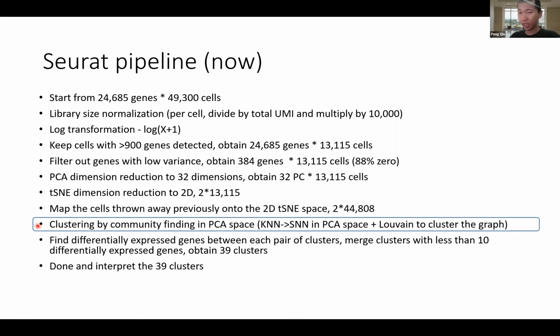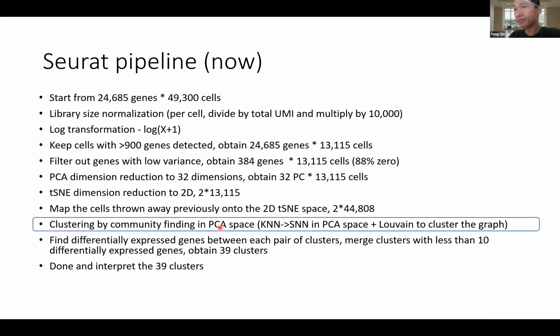But later, in the later pipelines that the SISG group suggested, they changed their implementation. So instead of performing density-based clustering on the t-SNE space, alternatively they chose to use a community finding algorithm applied to the PCA space to define clusters.